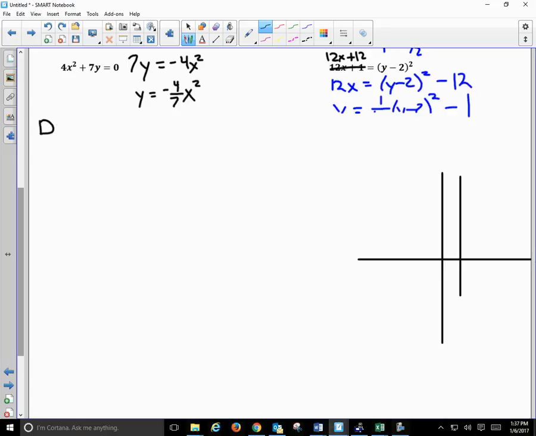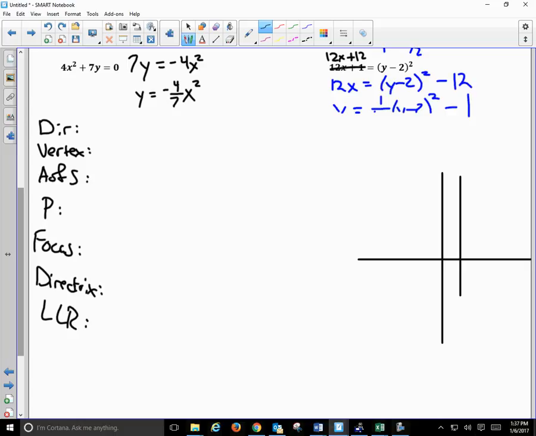So I have direction, vertex, axis of symmetry, p-value, focus, directrix, and the length of the latus rectum. On Monday when we do ellipses, there's a lot less stuff to write down, and they're easier. I think the parabolas are the hardest ones.